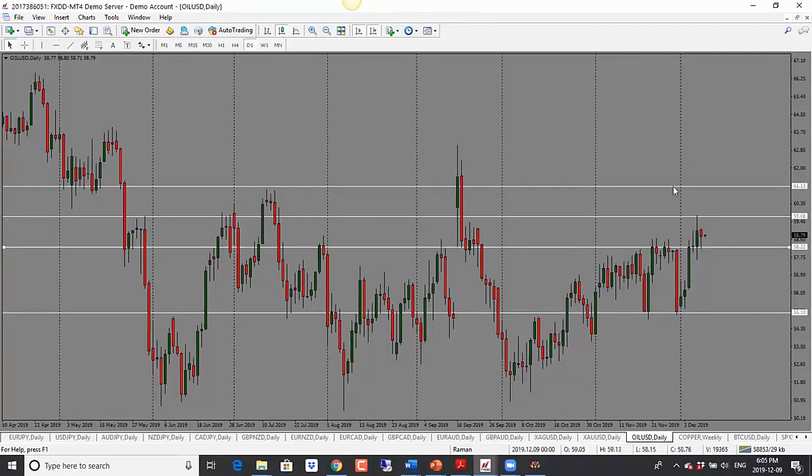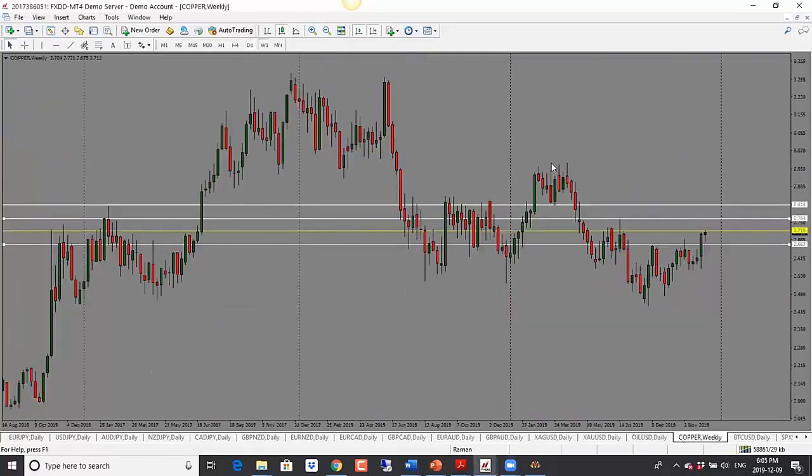For now, I'm just looking for it to trade sideways, kind of between these two levels here. That's what I'm expecting, for it to trade between 59.60 and 58.20. Neutral bias for oil.